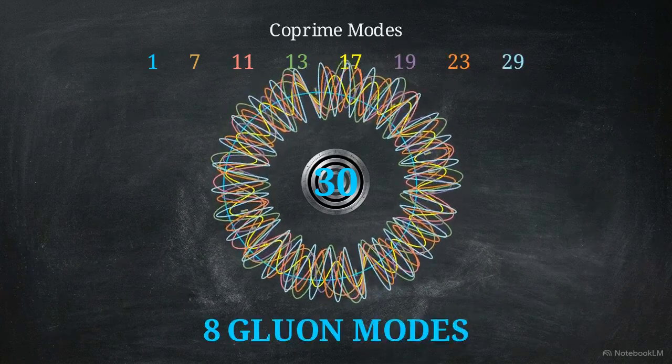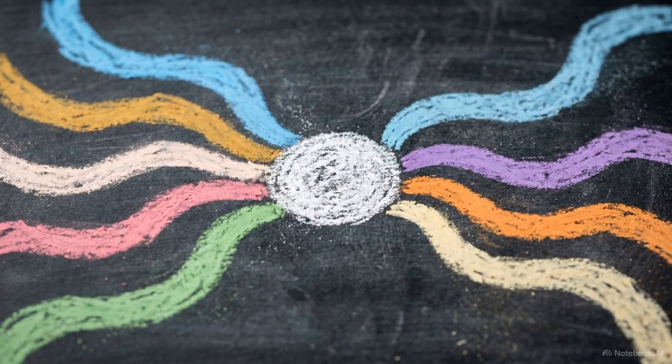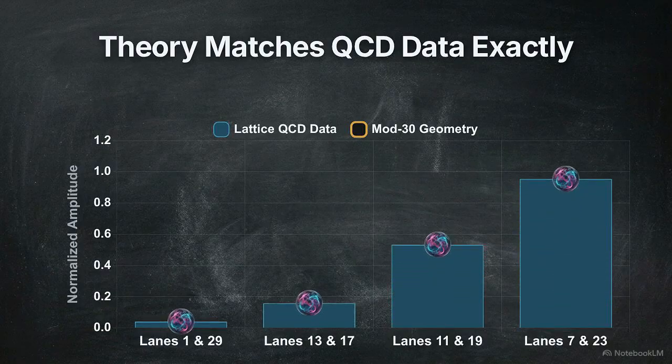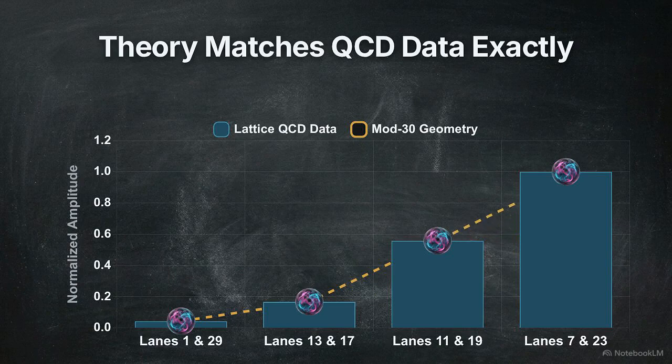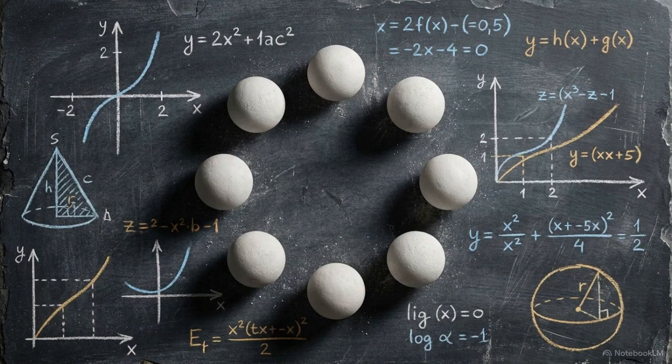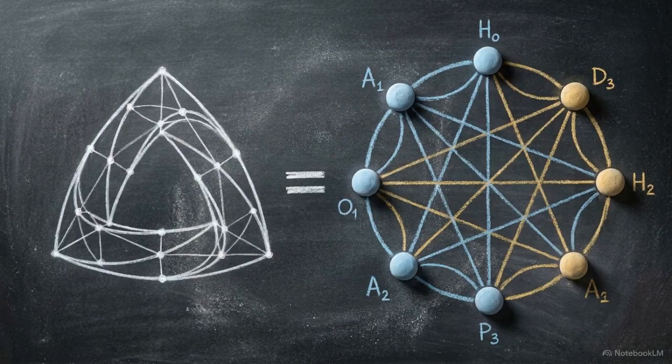Exactly 8 modes remain. These 8 mathematically derived coprime lanes map precisely to the 8 fundamental gluons of SU3 color charge. This chart displays actual, published spectral data from lattice QCD, tracking the peak heights of gluon states. When overlaid with the geometric projection ratios derived purely from the mod 30 structure, the numbers match to 4 decimal places. The 8-gluon spectrum follows directly from wave interference on a 30-step lattice. The geometry of the T3 toroid dictates the count.